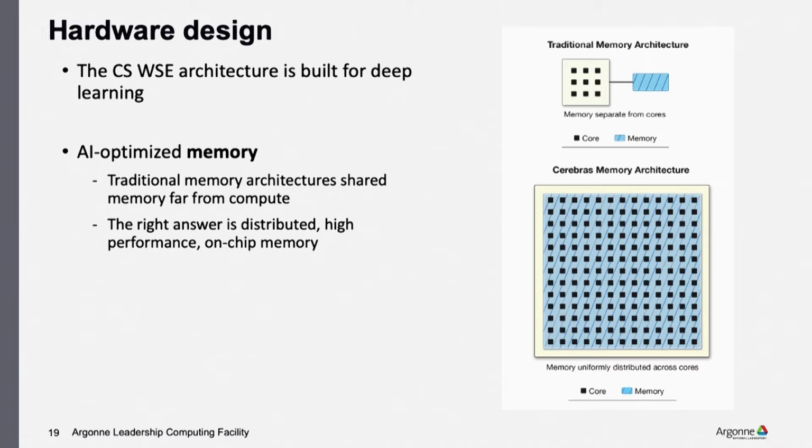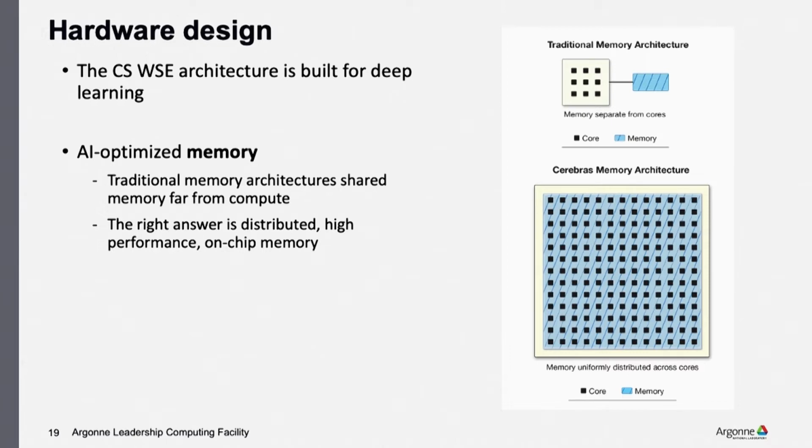So for this design, you can see this is a traditional memory architecture where if you want to access the memory, you need to go through the memory bus, and you will get the data from there. But for the Cerebras design, they distributed the memory across different cores, and you can just access the memory in a very short path.